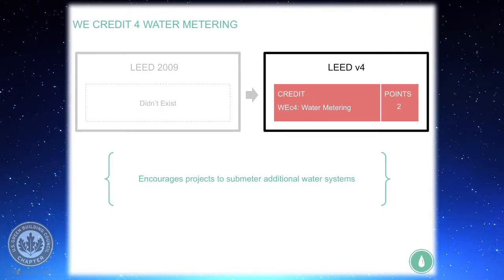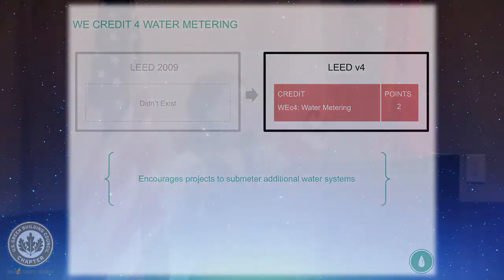Finally, the water metering credit. Now the credit is in interior design and construction, even though the prerequisite is not. Here we are rewarding projects for sub-metering at least 2 of their specific water end uses. So giving them the information necessary to better tie the design of their systems to how that space behaves in operation. The metering credit, again, is in BD&C and ID&C, and in EBOM, I believe it's actually worth a couple more points than 2 to further encourage that in the existing buildings rating system.